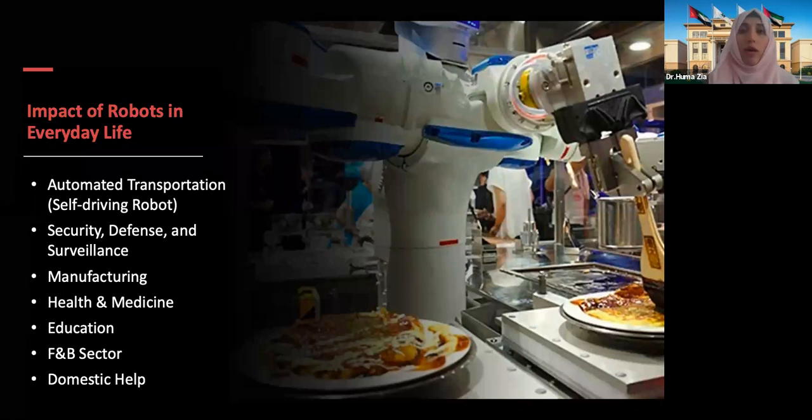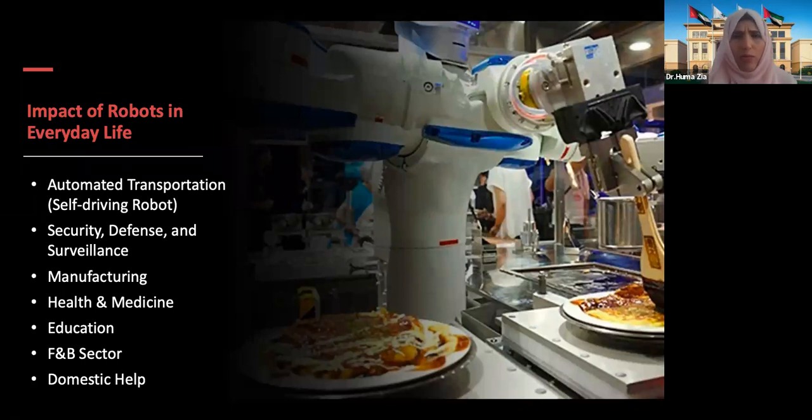Now, if we talk about the impacts of robotics in everyday life, you might think that it's a thing of the future, but no, it's now being added into our daily lives in so many applications, like self-driving robots. In factories, a lot of applications are there, and robotics are already playing a huge part. Security and defense and surveillance, and I'll talk about this in a bit more detail with every application. Manufacturing, health and medicine, education, food and beverages sector, domestic help. So yeah, they're there. One by one, I will talk about them as well.